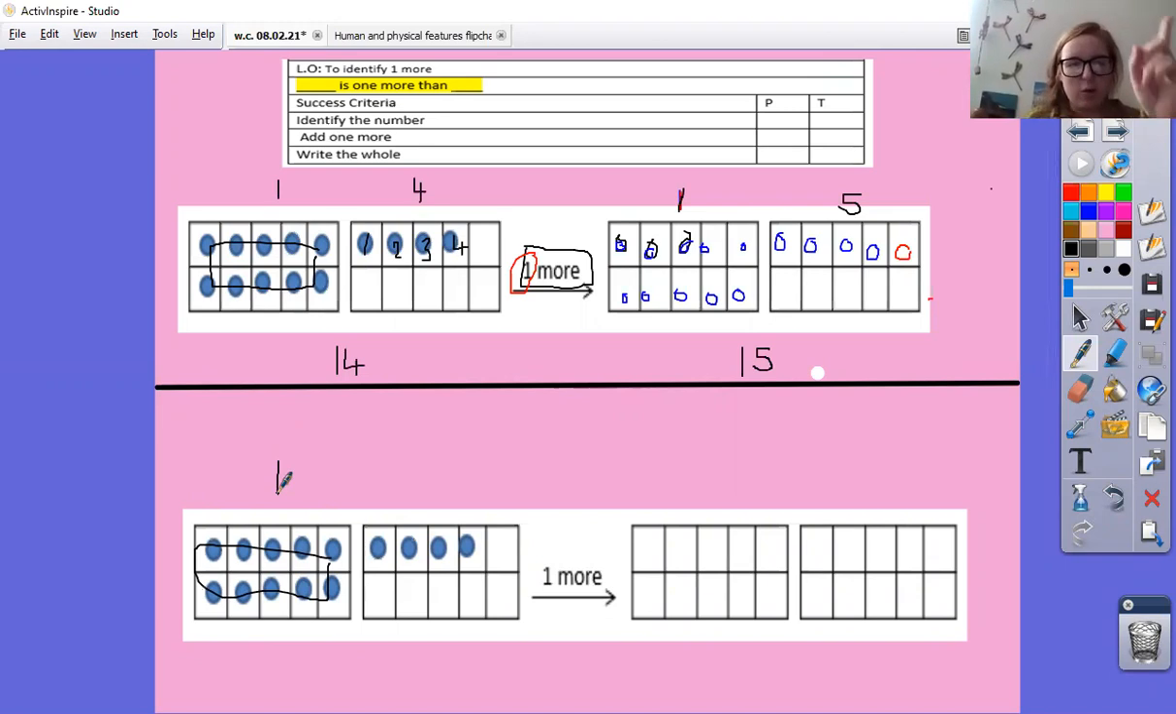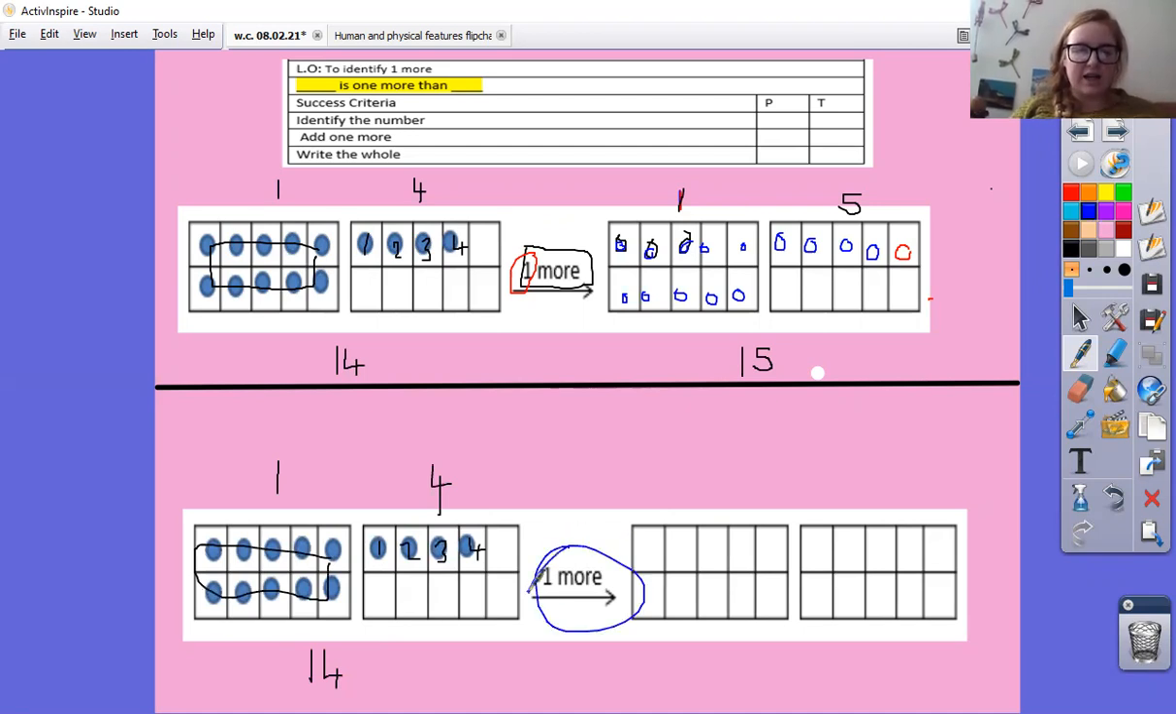Where are my ones? Point to my ones. My ones are here. Fantastic. So how many ones do I have? I have 1, 2, 3, 4 ones. So 1 ten and 4 ones. What number is that? That is 14. Fantastic. So now I want to show 14 adding one more.